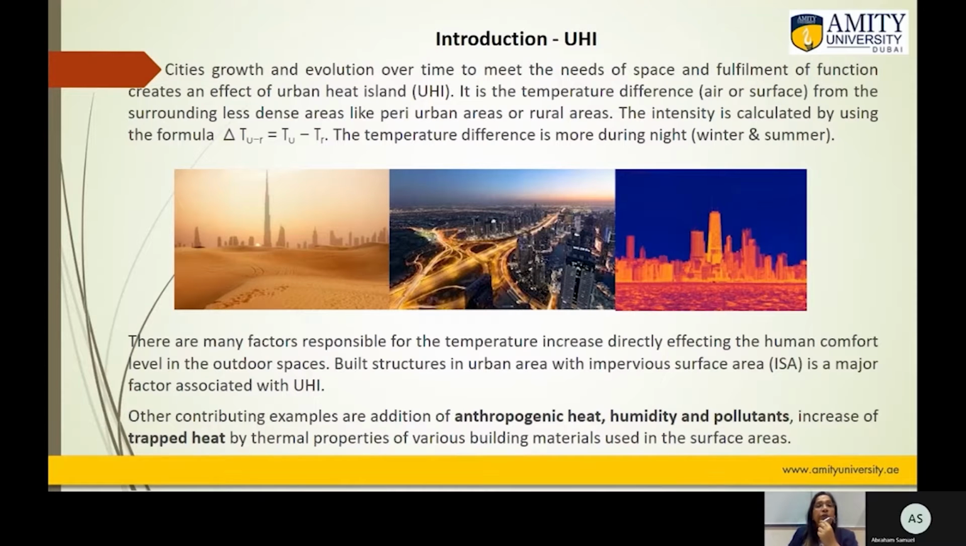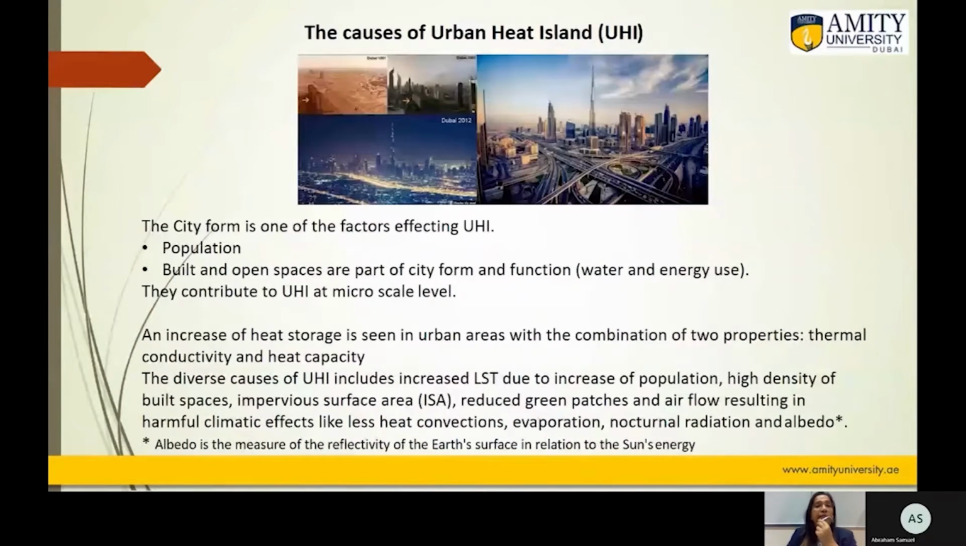Now, if we have to know what causes the urban heat island, as I just mentioned, the built form, the city form, is one of the factors affecting the urban heat island. These city forms are mainly associated with population, the number of people living in that space, and the other built structures in the open and indoor areas, and this function is actually mitigated by more use of water and energy.